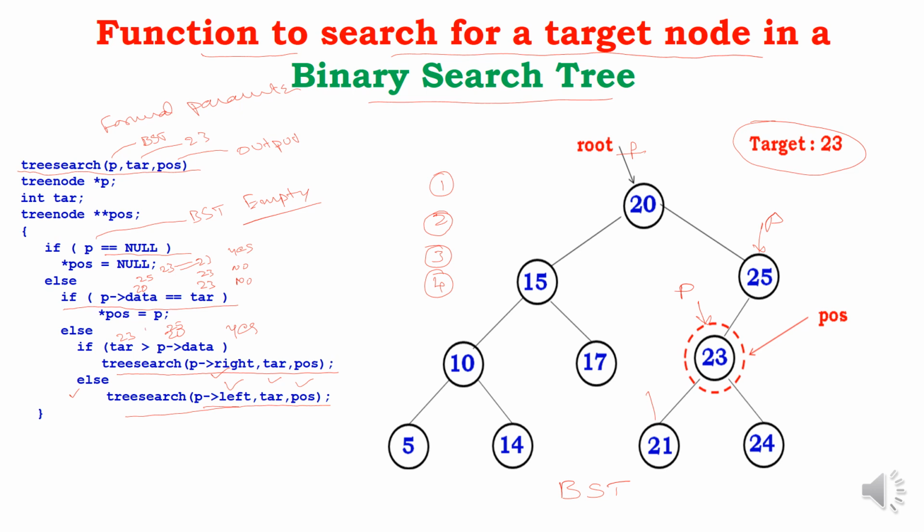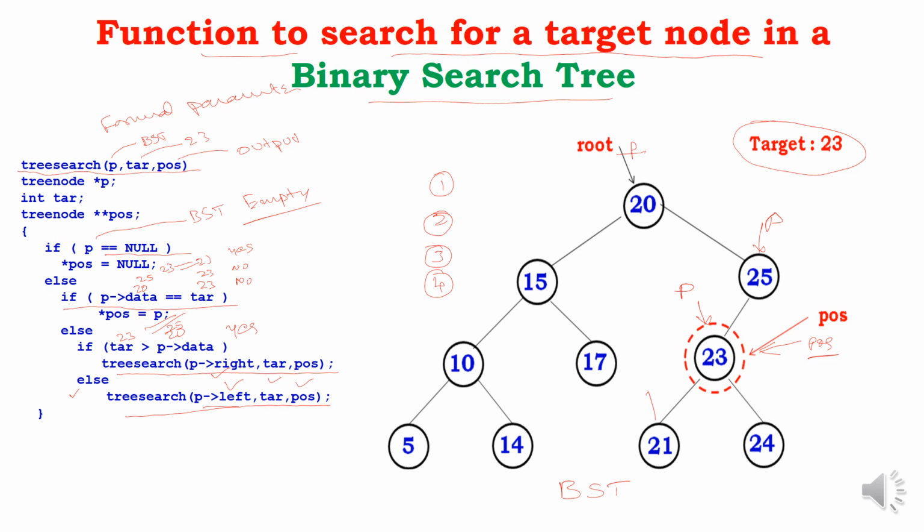Now position is pointing to P. Position is pointing to the P node. The value will get returned. In this way, we can search for a target element in a binary search tree.